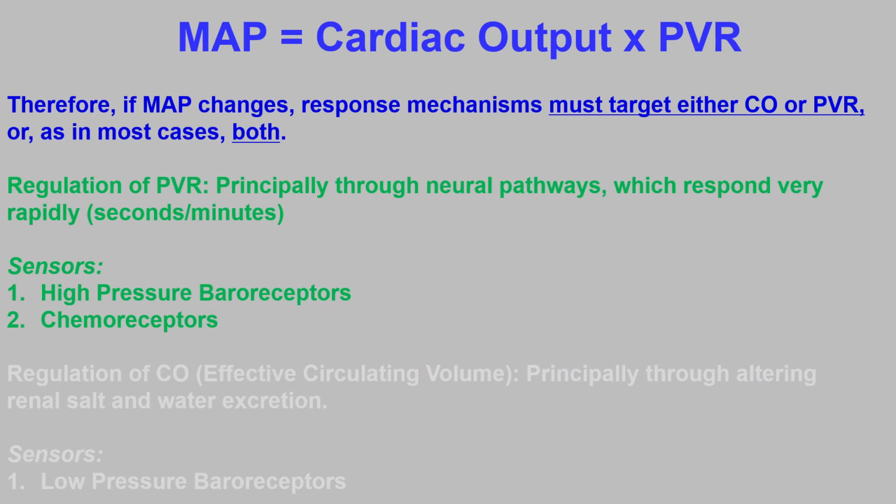So if we look first at the regulation of peripheral vascular resistance through neural pathways, which respond, as we mentioned, very rapidly, and which proceed through these high-pressure baroreceptors and chemoreceptors, let us examine how exactly resistance is varied when you change the radii or the diameters of very small blood vessels.